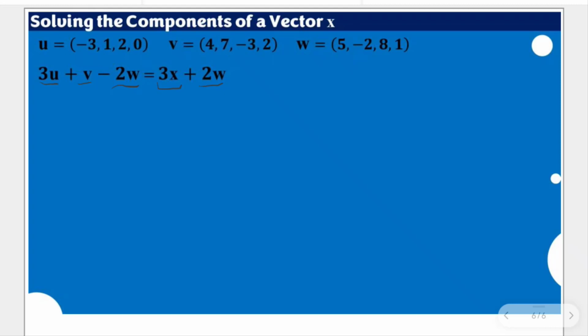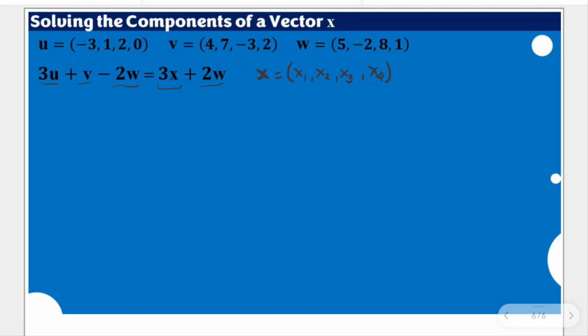Since we don't have the exact value for vector x, let's represent it in this manner. We are going to consider vector x, and that's what we're looking for. Its components are also components of R4, because our vectors u, v, and w are in R4. So we will use x sub 1, x sub 2, x sub 3, and x sub 4.